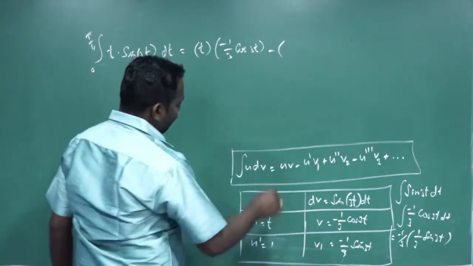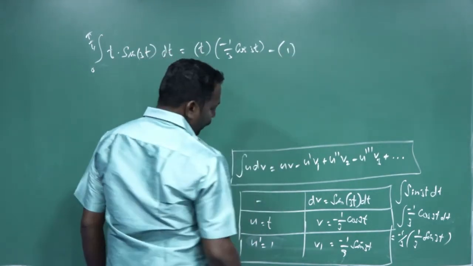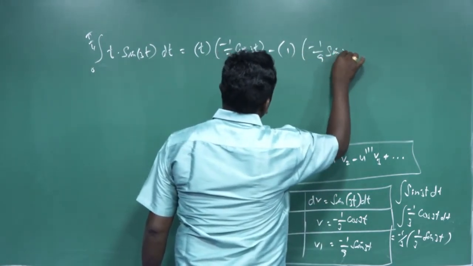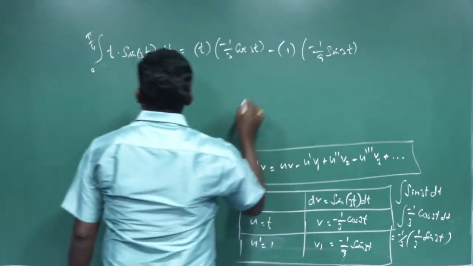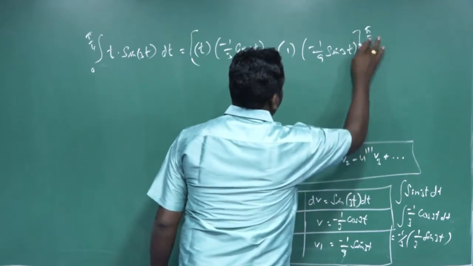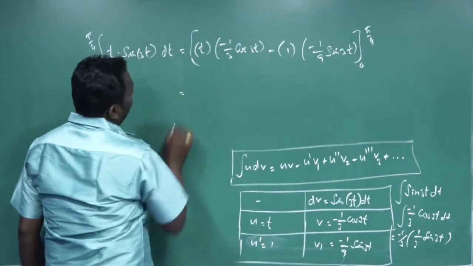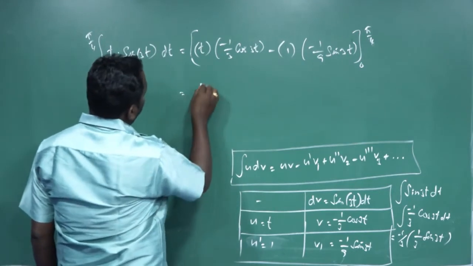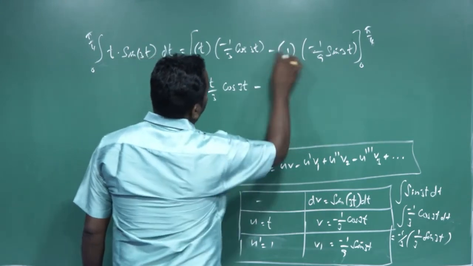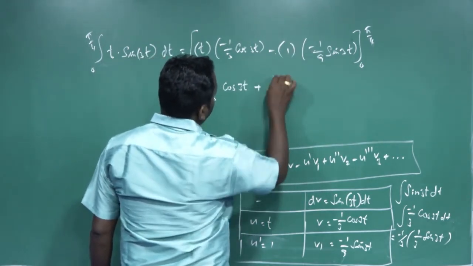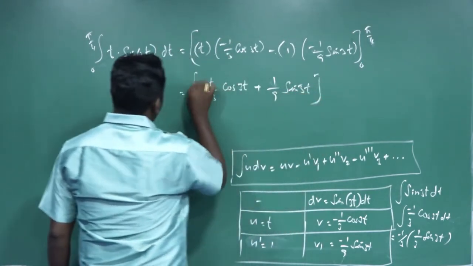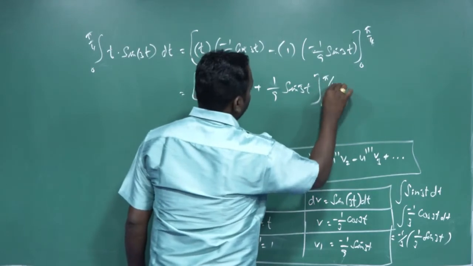Therefore, u dash equals what? u dash equals 1. Then v1 equals minus 1 by 9 into sin 3t. The limits are 0 and pi by 4. What is the final simplification? Minus t by 3 cos 3t plus minus 1 by 9 into sin 3t, within the bracket, the limits are 0 and pi by 4.